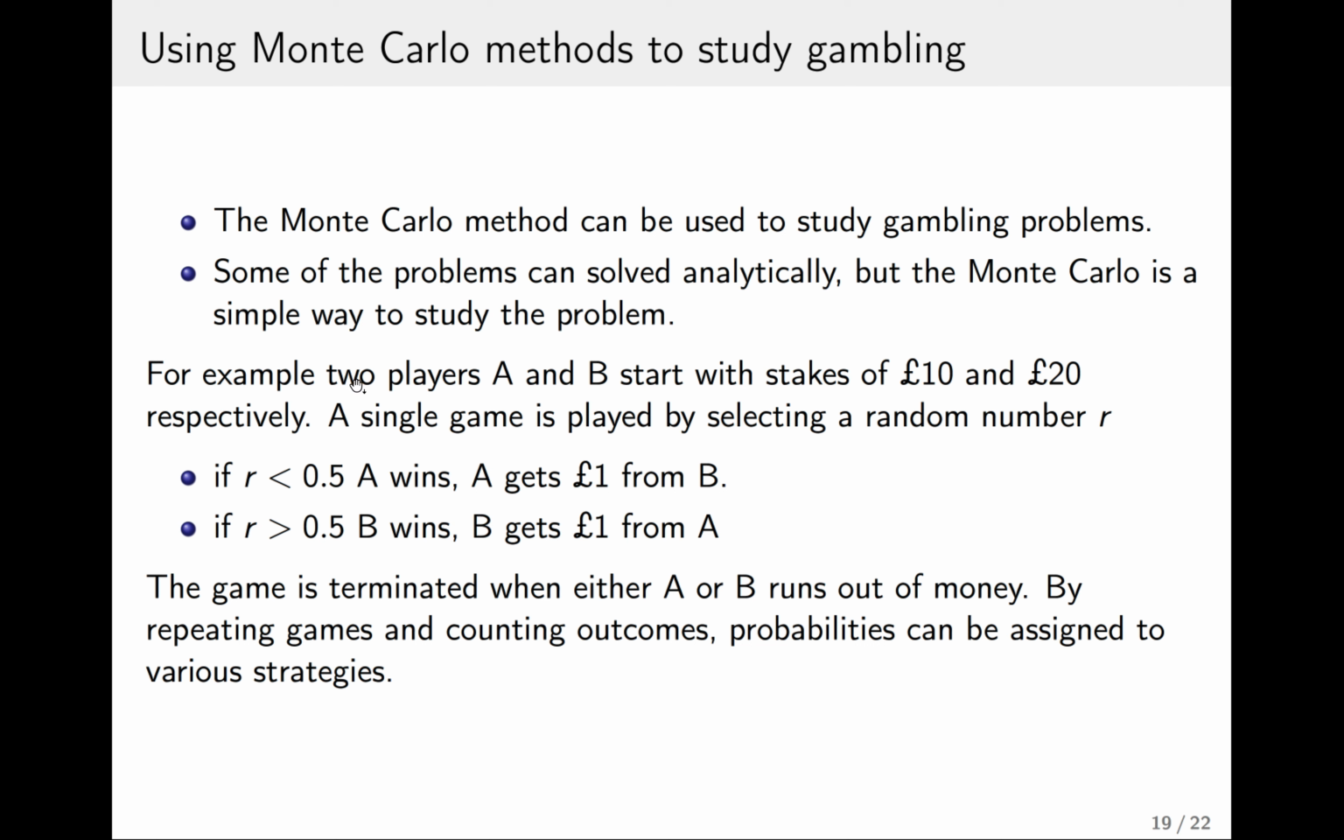So we're going to simulate a sort of online gambling game. You have two players, A and B, and they start with stakes of £10 and £20. And the game is you select a random number R. If R is less than 0.5, A wins. Then A gets £1 from B. If R, the random number, is greater than 0.5, B wins. Then B gets the pound from A. And the game is terminated when either A or B runs out of money.